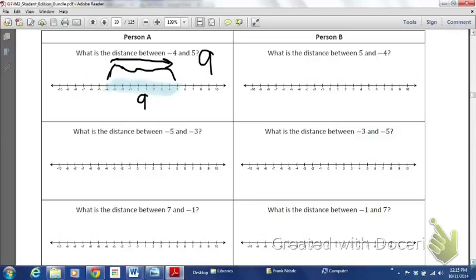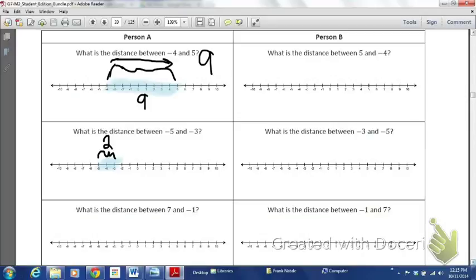All right, so if we go down to the next one, we're going to continue with person A, pretending person A is doing this on their own first. What is the distance between -5 and -3? Then we find -5, and we go to -3. Actually I went a little bit farther, but that's fine. You kind of get the idea. So right there from -5 to -3, we can count 1, 2, 2 units between those two.